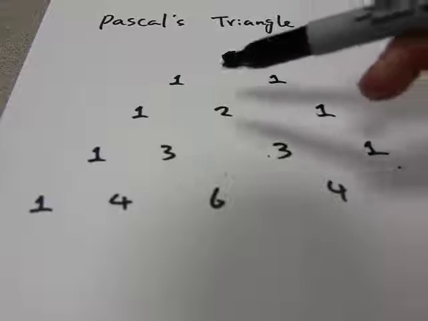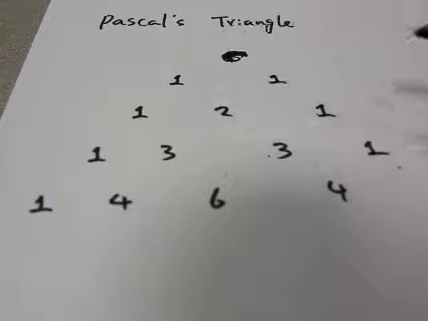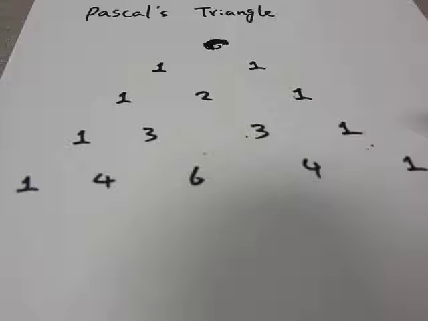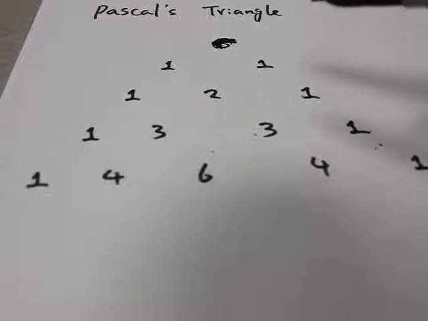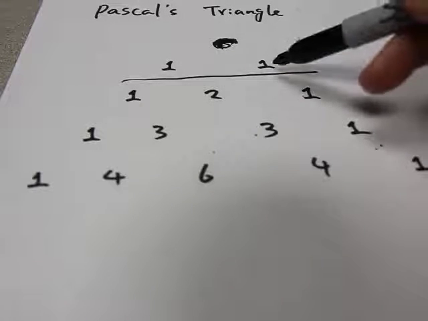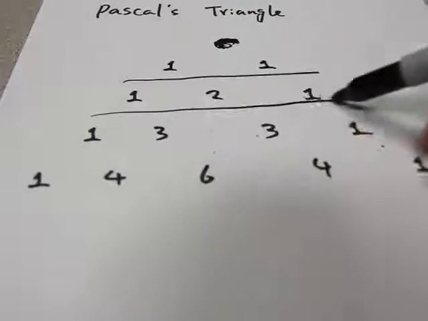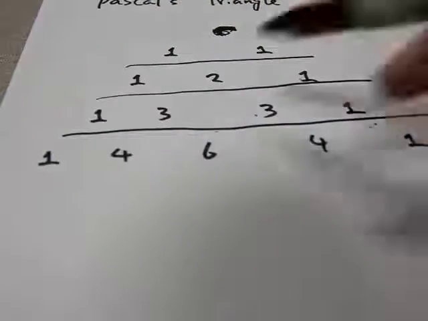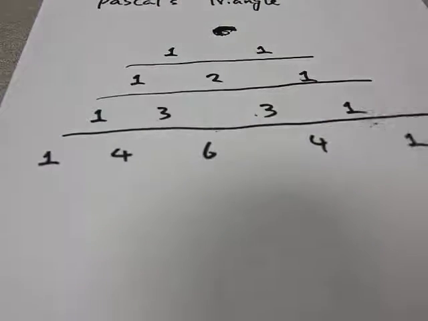In the first row, there are two numbers, 1 and 1. In the second row, there are three numbers, 1, 2, 1. In the third row, there are four numbers. And the pattern is in each row, the first and the last numbers are always 1. You see, the first number and the last number are 1. And here the first number and the last number are 1. Okay, the first number and the last number are 1.